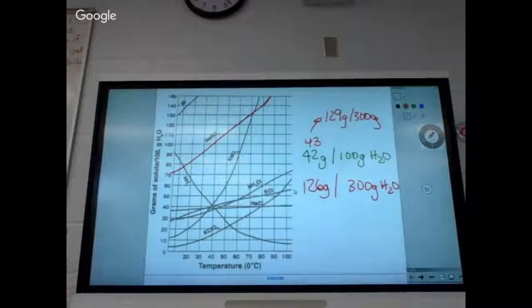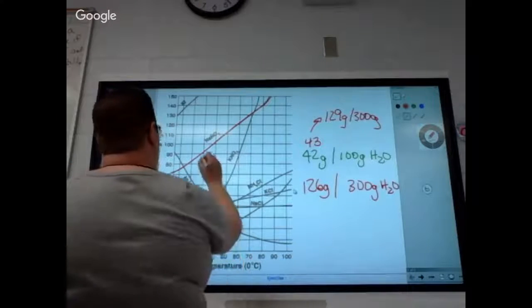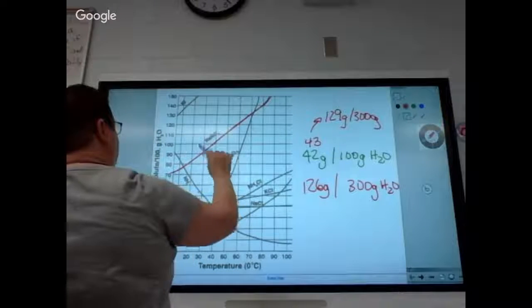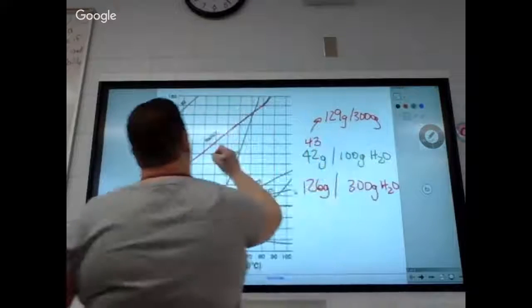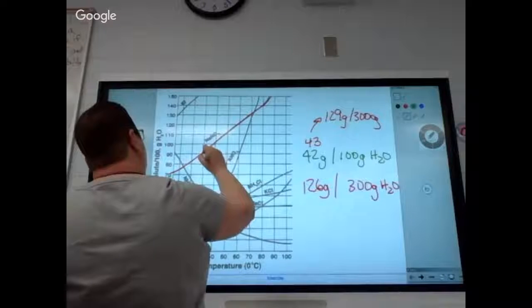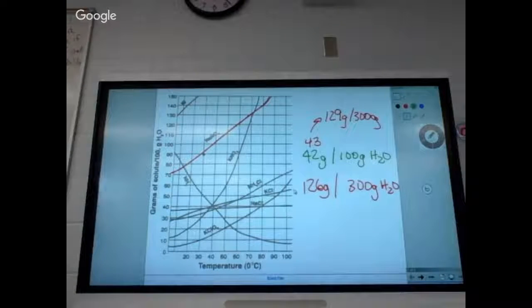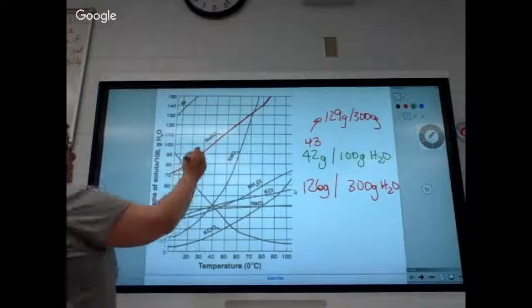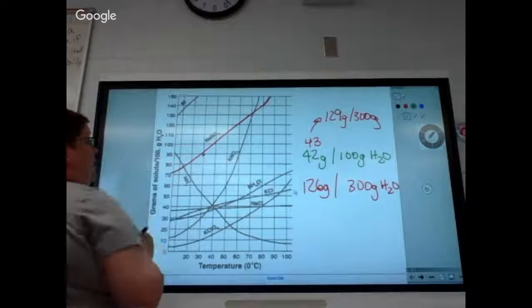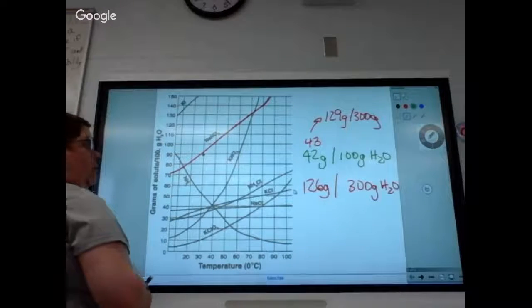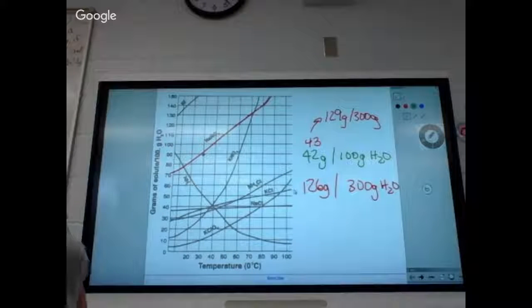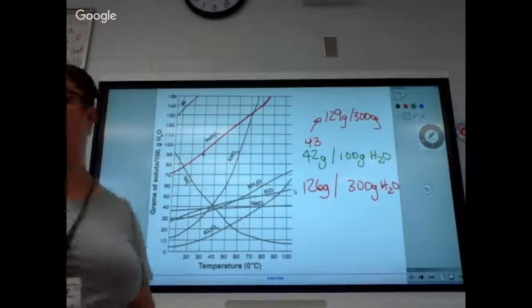90 and what temperature? Okay, 30 and 90 would put us, let me change colors, right there. What is it? Even if it's that close, I'll say saturated. I said unsaturated on mine. It's below the line. Where does it have to be to be saturated? On the line. It's not on the line. Okay, well, it's not on the line, so I said unsaturated.